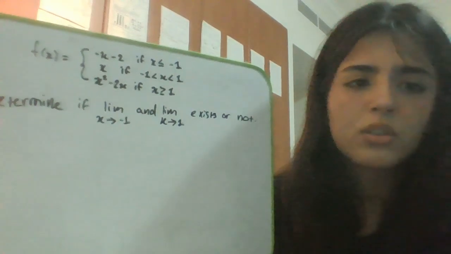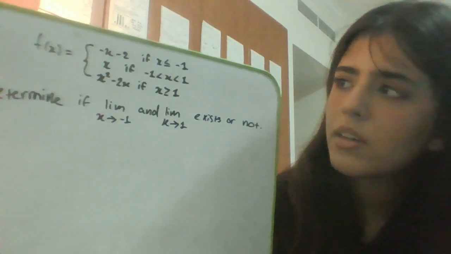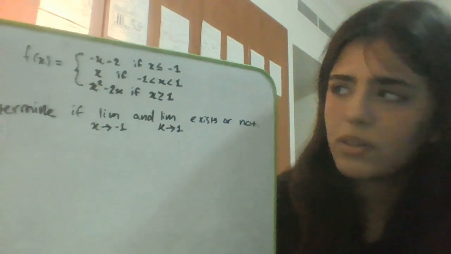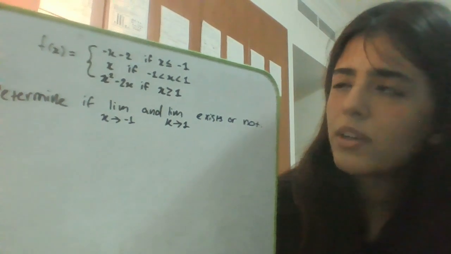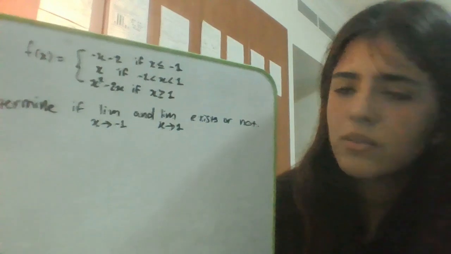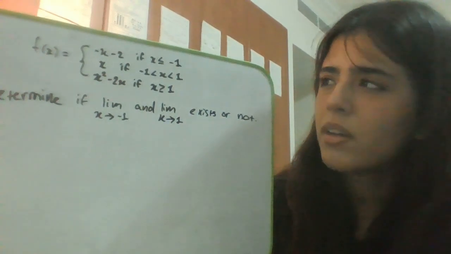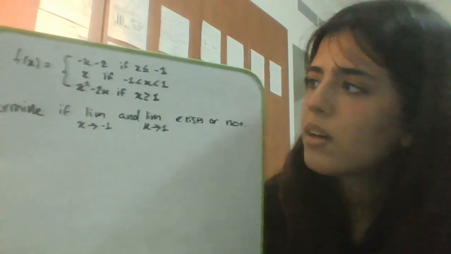Okay, so first let's write it in the same way I did before. So the equation is -x minus 2 if x is less than or equal to -1. So this means when x is approaching -1, from which side? It's less than or equal to -1, meaning x approaching -1 from the negative side. And we'll move on to the second one.